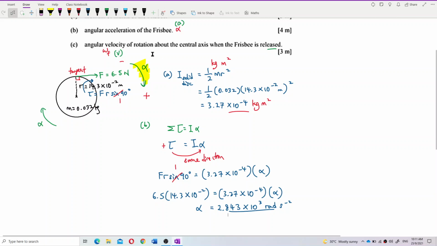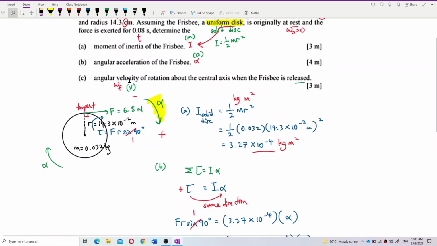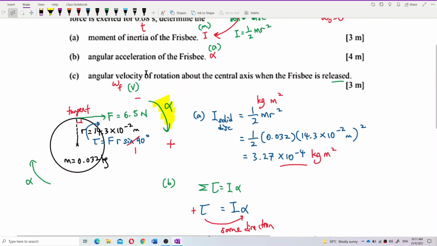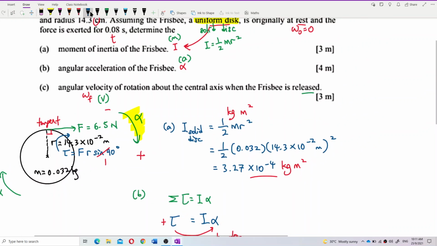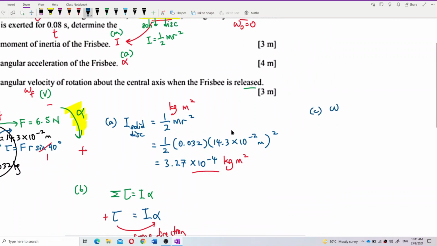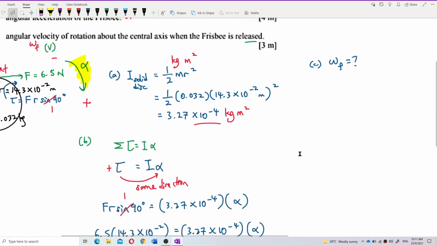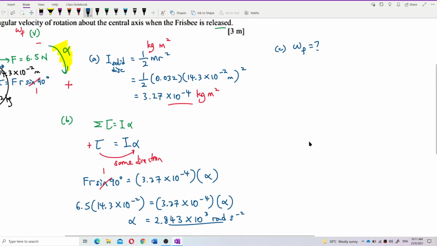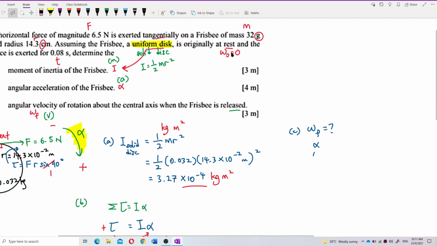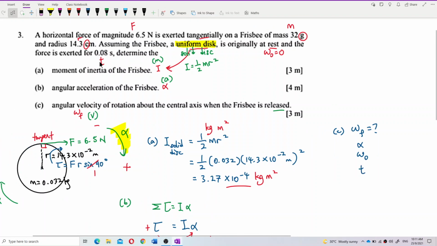Now, how about the angular velocity when the frisbee is released? That means it asks for the final angular velocity, and for this one we use the kinematic formula, but translated to rotational terms. So question C, I want the final angular velocity. What do I have? We have the alpha already. We start at rest, so we have the initial angular velocity. And we have the time taken, 0.08 second. The initial angular velocity is 0 radian per second.